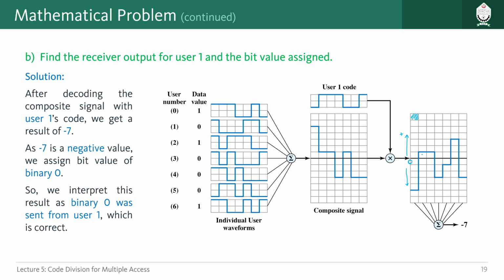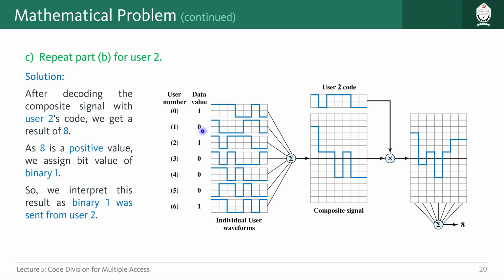We can do that again. So we have 1 2 3 4 5, plus 5 boxes at the positive region, and 1 2 3 4 5 6 7 8 9 10 11 12, so minus 12 at the negative region. So 5 minus 12, we are getting minus 7 from this correlation, right? As this value is negative, we can interpret this result as binary 0. So we can interpret that user 1 transmitted a value of binary 0, which is true because user 1 transmitted binary 0 here. So our result is correct.